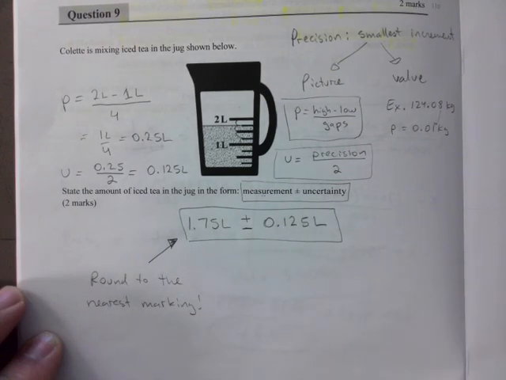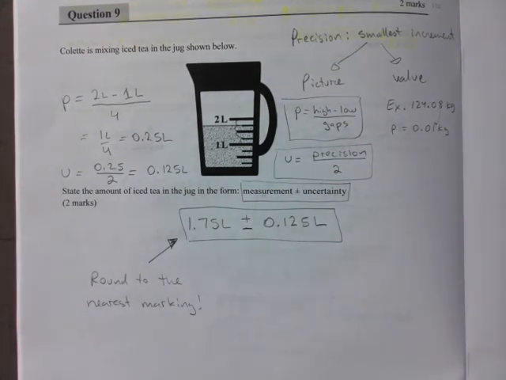So 2 marks for that. 1 mark for the correct amount you determined, and 1 mark for the correct uncertainty. Okay.